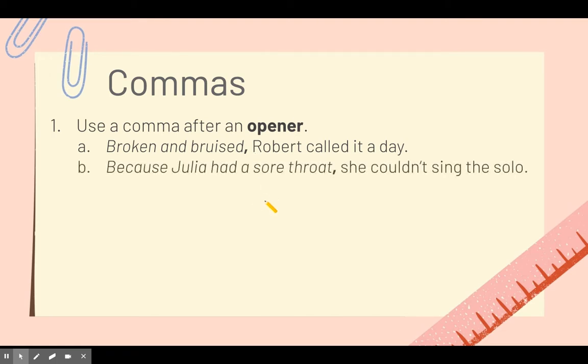How about a complex sentence with a dependent clause starting it off? I see because. Because Julia had a sore throat, comma, she couldn't sing the solo. She couldn't sing the solo, that's my independent clause.